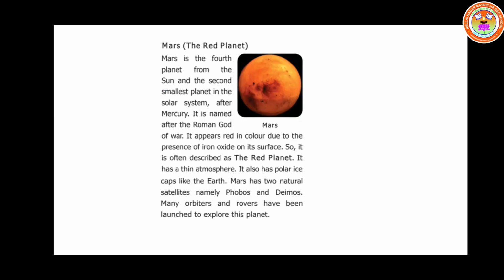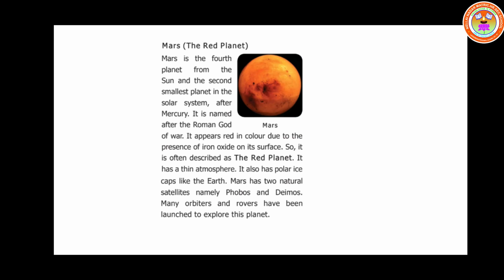The next planet we go to study is Mars. It is also called the red planet. Mars is the fourth planet from the Sun and the second smallest planet in the solar system after Mercury. That means Mercury is the smallest planet we have studied already. Mars is the second smallest planet. Is it clear, children? It is named after the Roman god of war.